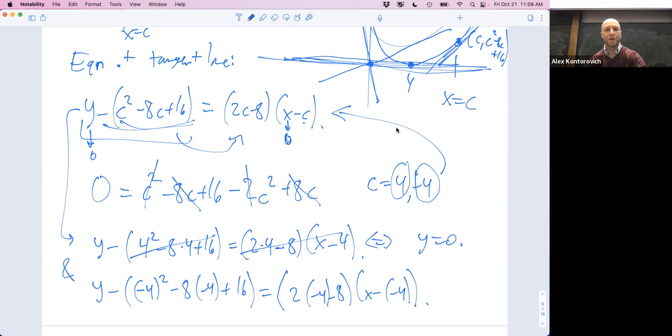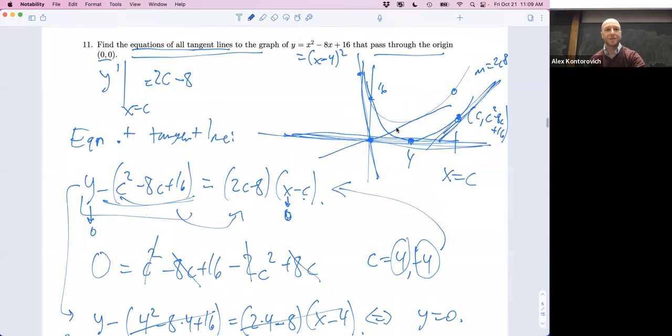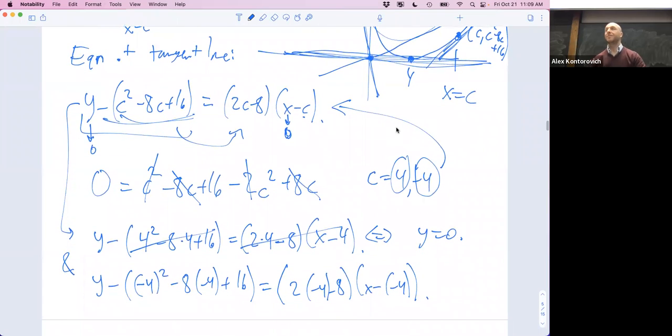Any questions on number, whatever number this was? 11. Make sense? Could you guys do this if this was on the test? Okay, next.